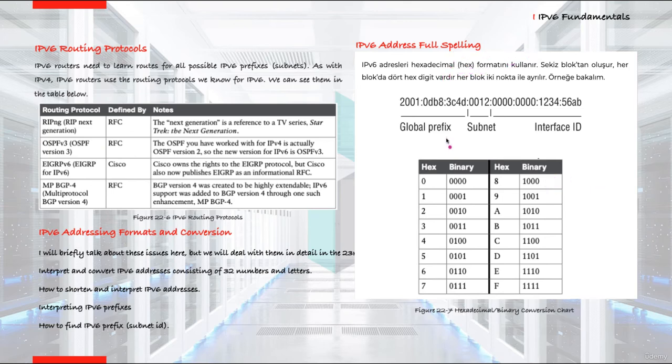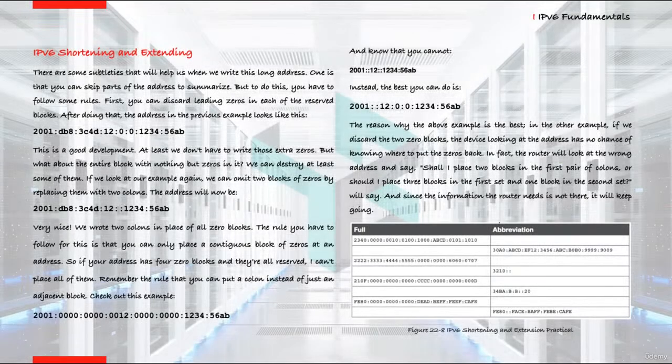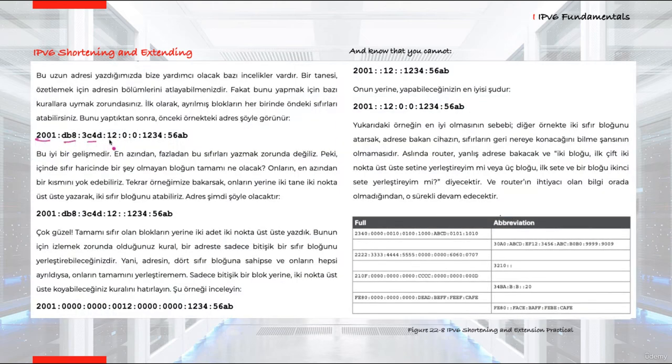We will discuss these in more detail in our IPv6 addressing and subnetting course. Now let's look at IPv6 abbreviations and expansions. Here's an example of an IP version 6 address. We have 1, 2, 3, 4, 5, 6, 7, 8 blocks, and we separate these blocks with 2 dots on top of each other, colons. Here it is written in abbreviated form.